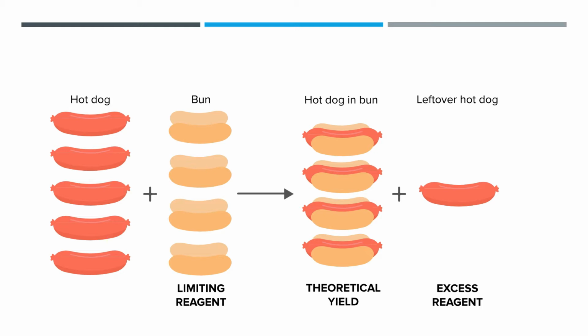Which ingredient ran out from the recipe first? It's the bread, because we have one sausage left over. So this means that the bread is the limiting factor of this recipe. Without it, we cannot make any more sandwiches.